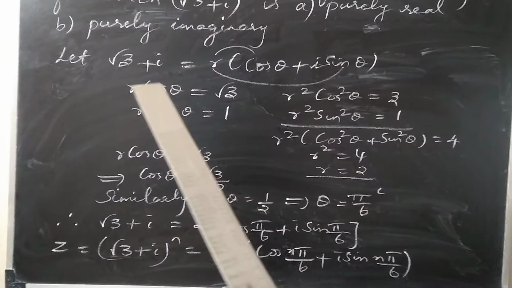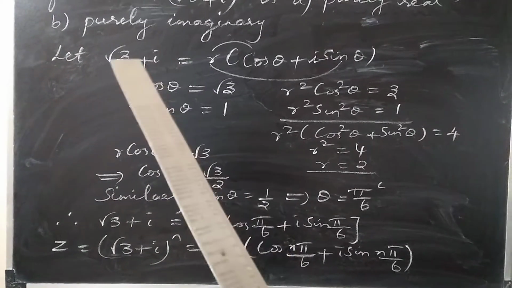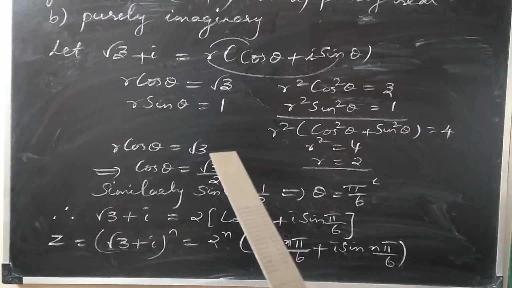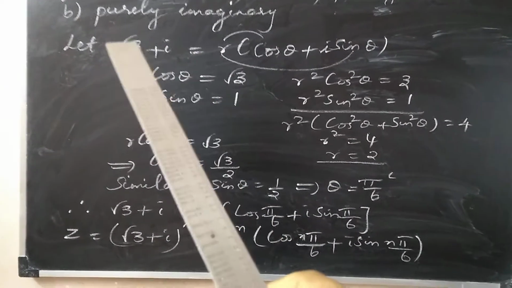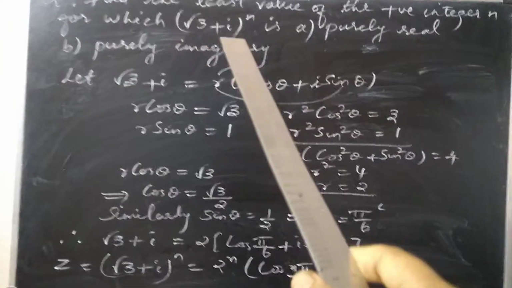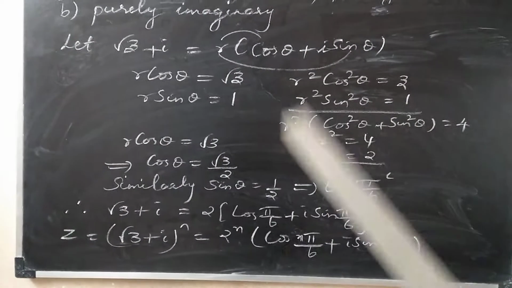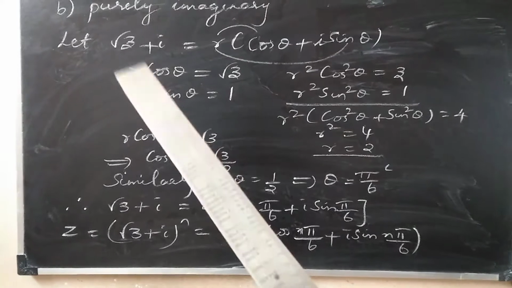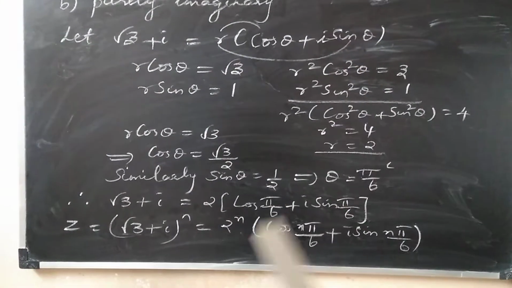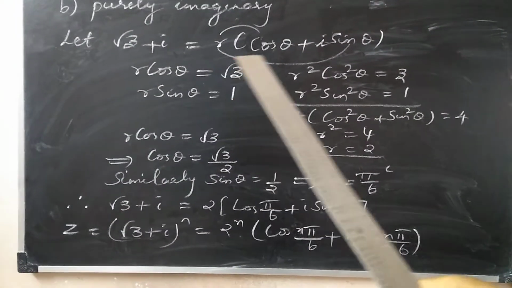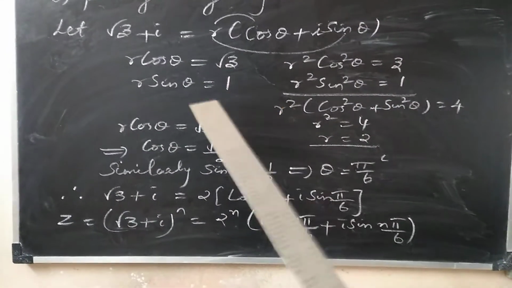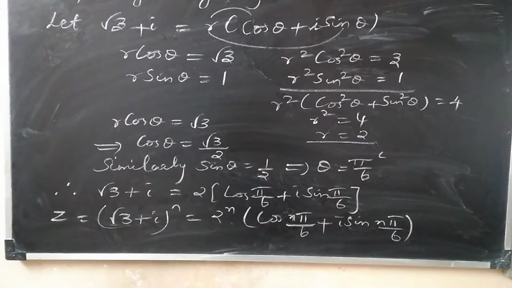So first thing I am doing is I am writing this in polar form. Actually this is the second form of complex number. First one is the rectangular form. The given question is in rectangular form. So in order to solve this problem in a proper logical way, I want this complex number to be expressed in the polar form, which is r(cos theta + i sin theta), where r is called the modulus and theta is called the amplitude.